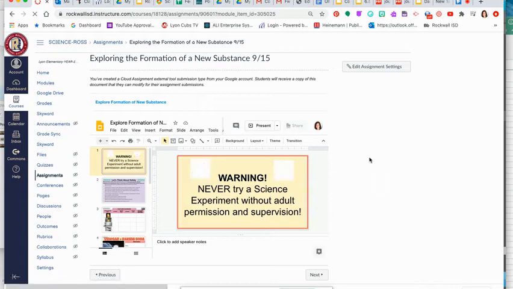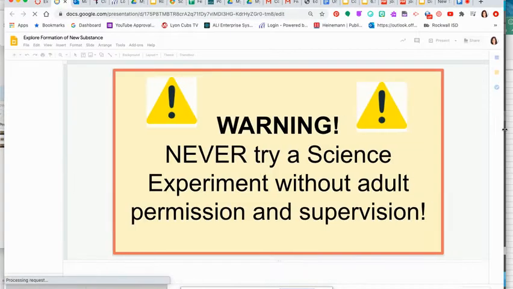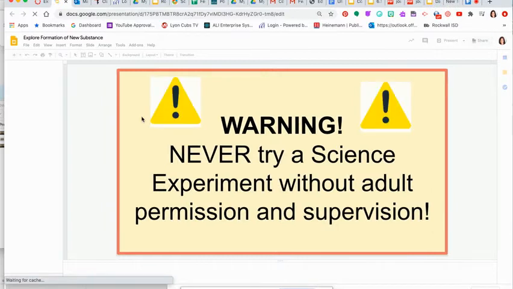Today's science lesson, we'll be exploring the formation of new substances. So you probably want to go ahead and enlarge the slideshow. You're going to be working on each slide.